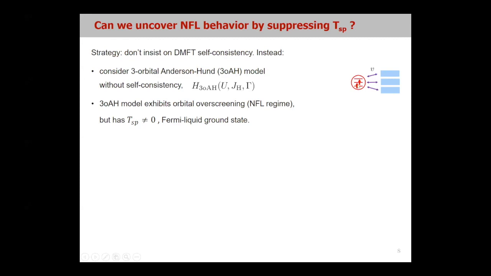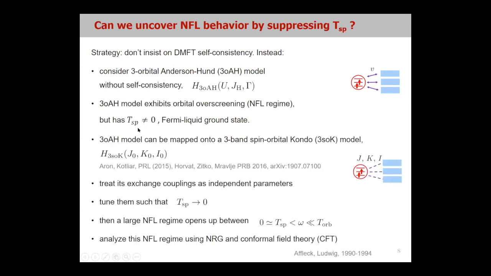You have 2 electrons on 3 levels, hybridizing with 3 degenerate conduction bands. And this shows orbital overscreening. This has a non-Fermi liquid regime, but the ground state is a Fermi liquid, because the spin Kondo scale is not 0. And then one can follow an idea that Gabi and Camille Aron had a few years ago, and that was also mentioned in the previous talk.